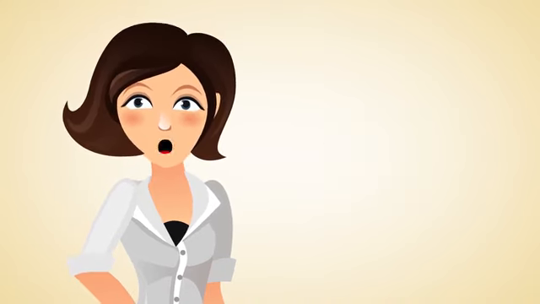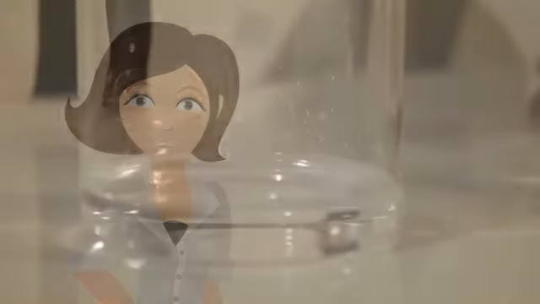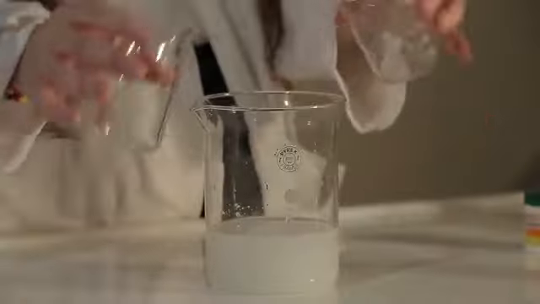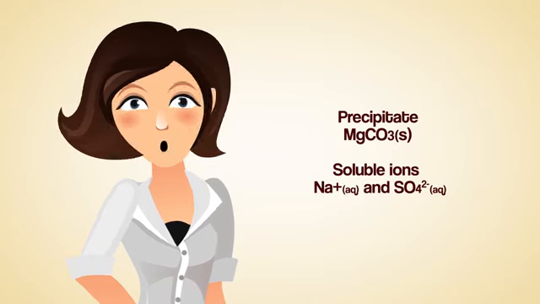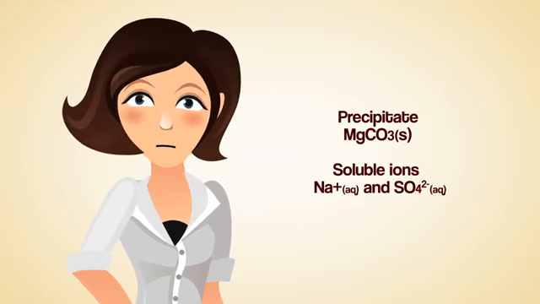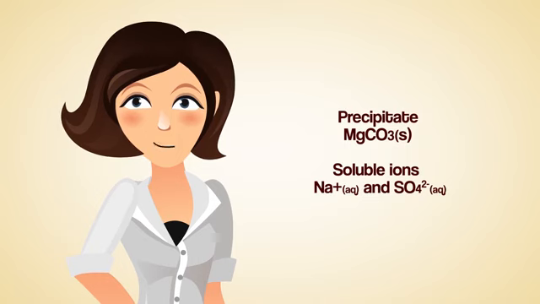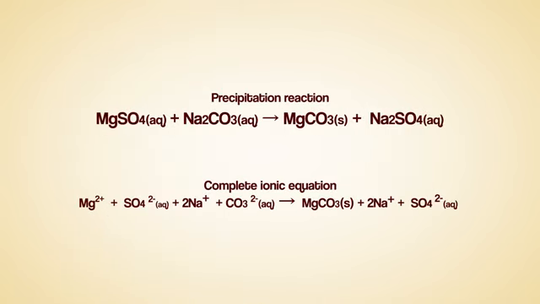When these clear solutions are mixed, a white cloudiness appears because a new insoluble salt forms, which is called precipitate. So, the product precipitate is magnesium carbonate, and the product soluble ions are Na+ and SO4 2-. The precipitation reaction is MgSO4 plus Na2CO3, which react together to form MgCO3 plus Na2SO4. This is the complete ionic equation.